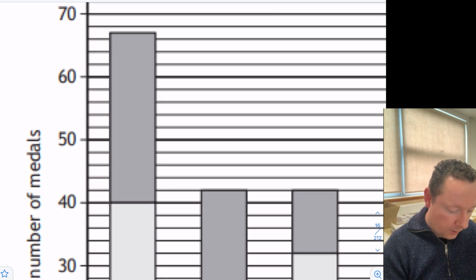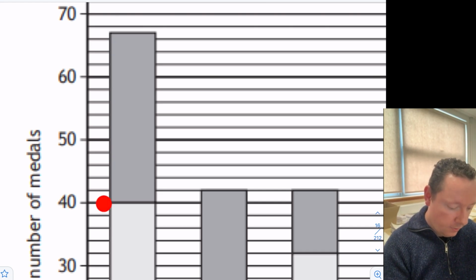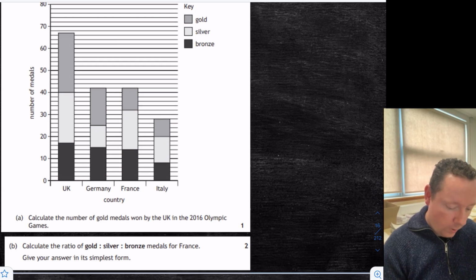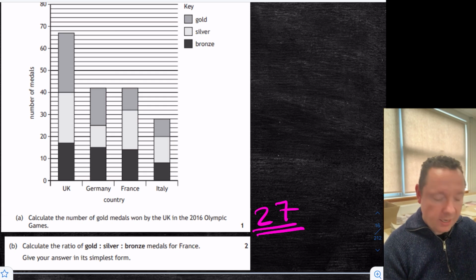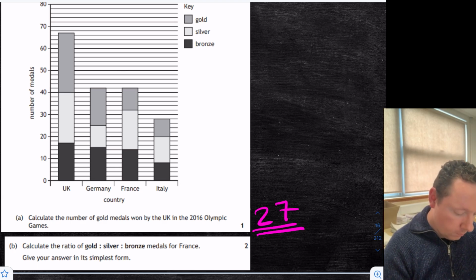We need to know what it's going up in. So as we've got 1, 2, 3, 4, 5 divisions, it's going up in 2s. So 40, that's 10, 20, 22, 24, 26. In the middle makes 27. So we can just write 27 for our answer to that one. Part B says calculate the ratio of gold to silver to bronze medals for France. So we need to know France's gold, silver, bronze. So let's do our gold first for France.